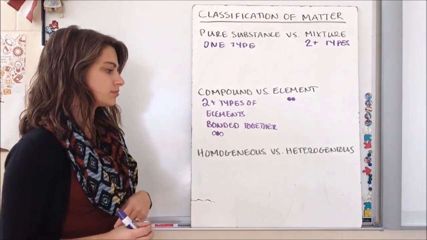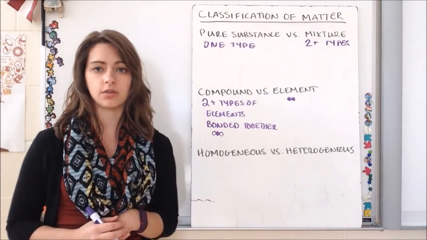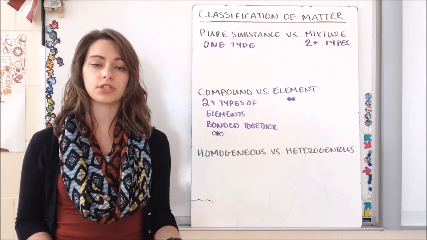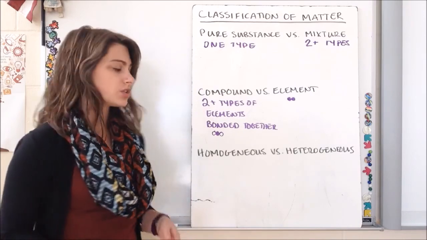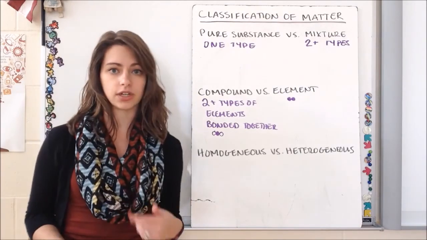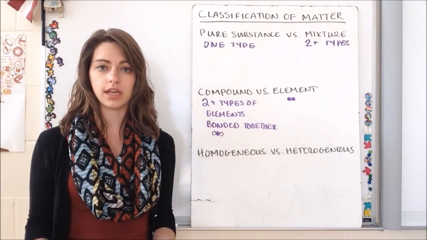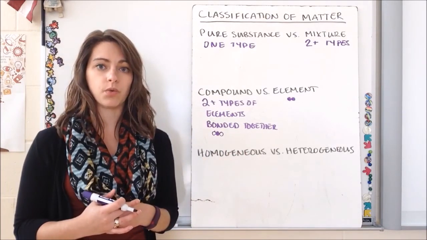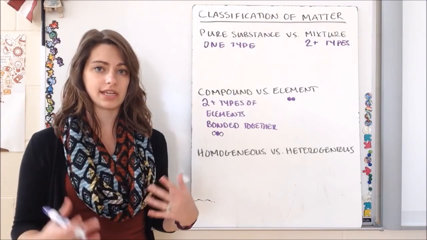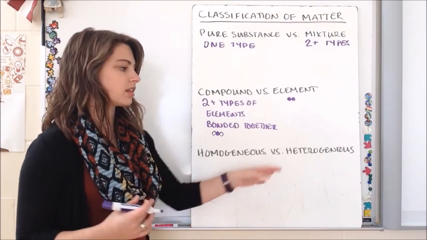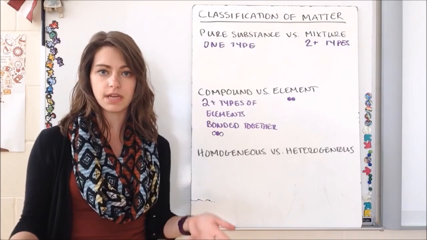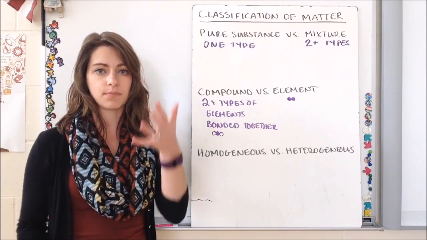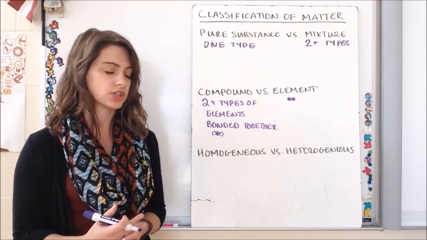So that's a compound. One more classification we have is homogeneous versus heterogeneous, and these are descriptions for our mixtures. We can describe a homogeneous mixture as something that is spread uniformly through the material, and a heterogeneous mixture would be something that's not spread evenly, something that clumps together. Salad dressing would be an example, because when you let salad dressing sit, you'll see the different components separate out. So that is a heterogeneous mixture.